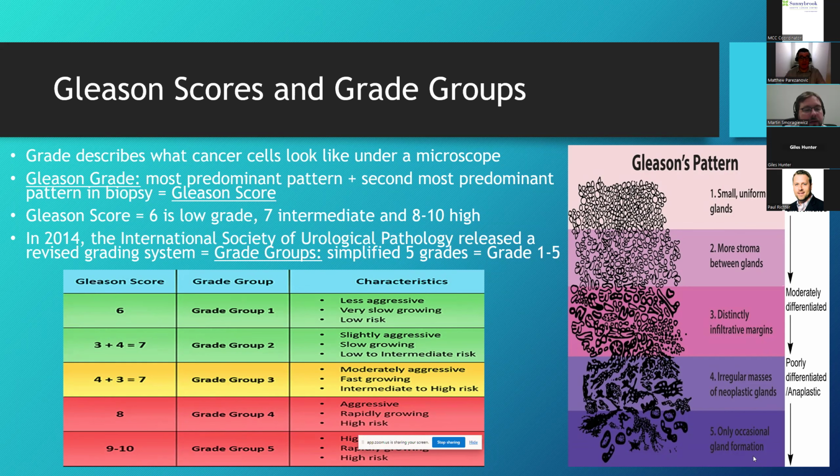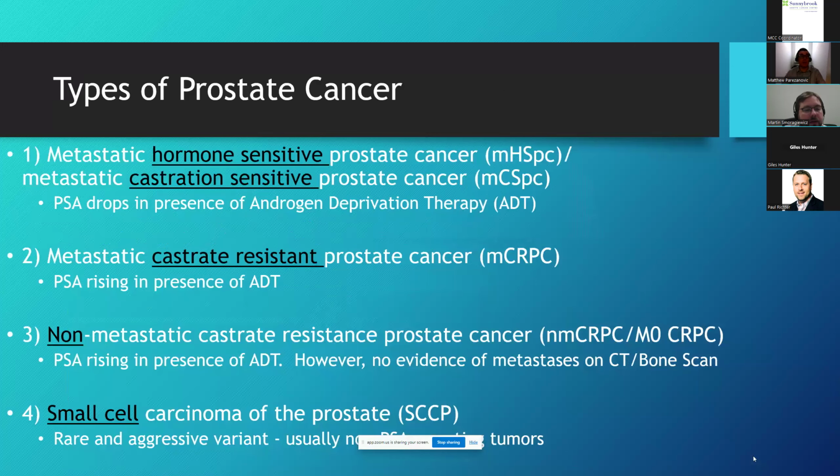And you can see that the higher grade groups, grade 4 and 5, have those higher Gleason scores of 8, 9 to 10. It's also important to remember the intermediate group of 4 plus 3 totaling 7, rather than the lower risk 3 plus 4 totaling 7. And on the right, you can see the Gleason pattern, which demonstrates the decrease and more poorly differentiation the higher the Gleason score is.